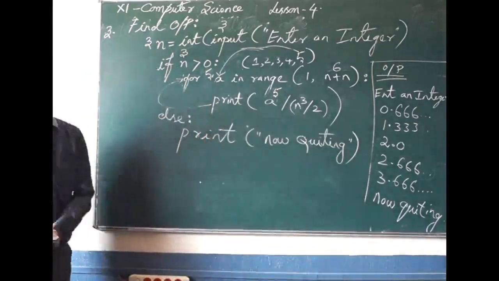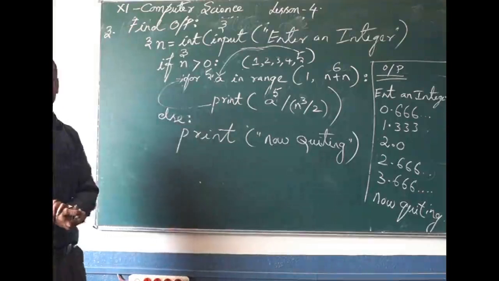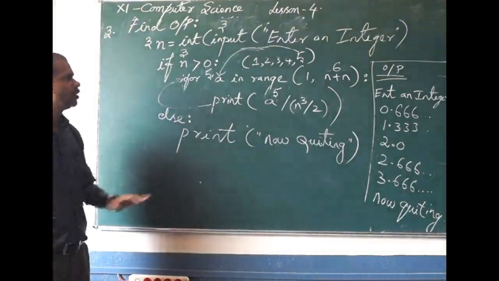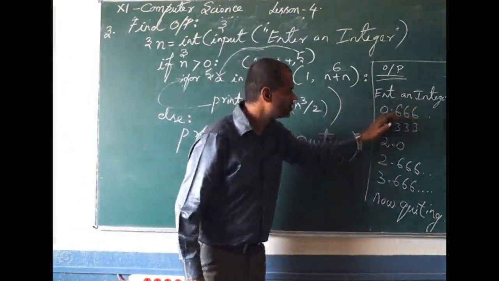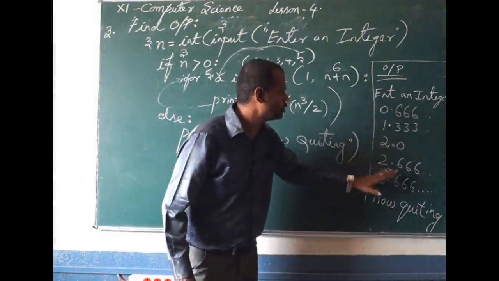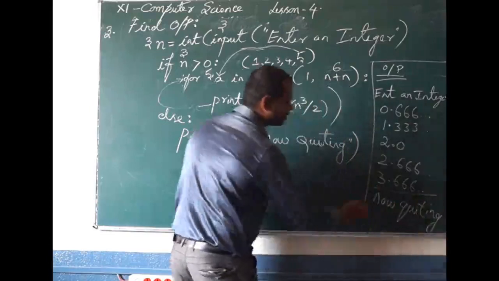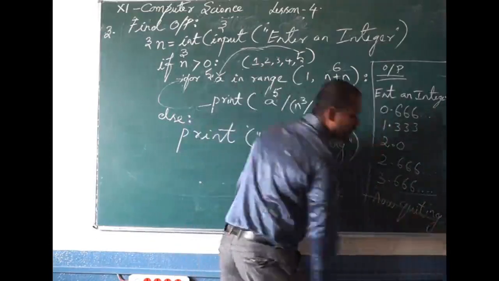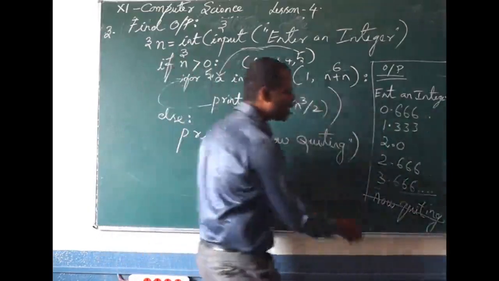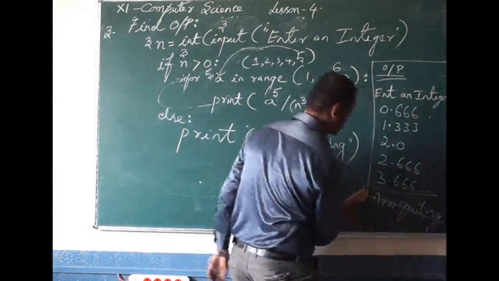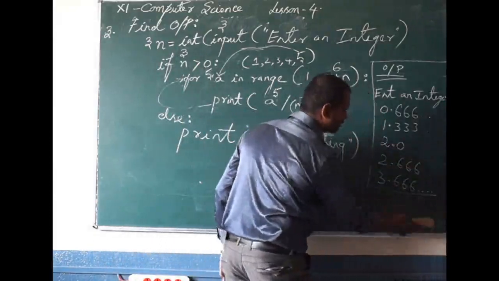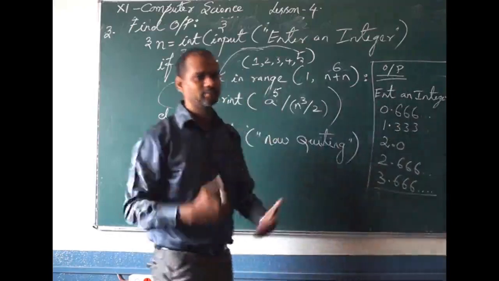Okay, now you tell me what will be the output. You see, the entire integer, this part, this part, this part, this one, 2.66, everything will be printed, but this "now putting" will not be printed. Why? Tell me.